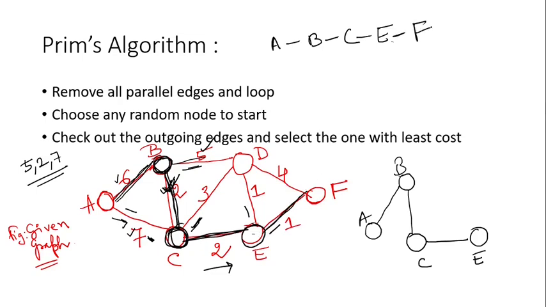So EF you are choosing, which is nothing but 1. CE is nothing but 2. BC is nothing but 2. And AB is nothing but 6. So here you are visiting F also. And finally, what are the options you have? From F you have option FD, and also you have to consider ED, BD, AC and CD. Out of all these, the minimum is ED.